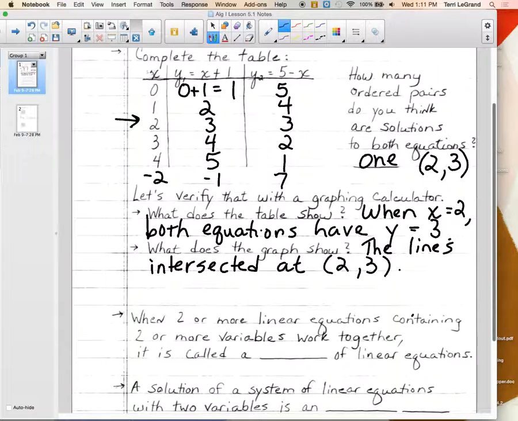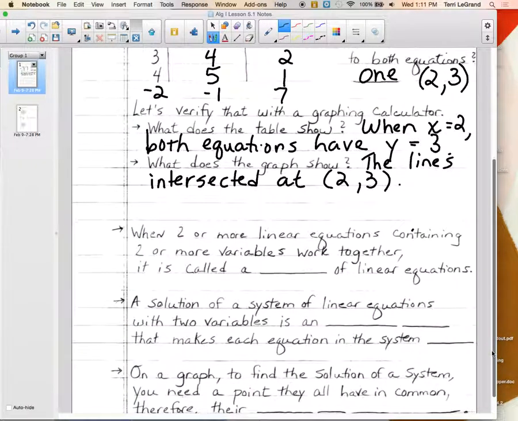So for both of them, when you go to x equals 2 and follow it up to the line, you land on a y value of 3. So the graph shows it, just like the table does, that when x equals 2, y equals 3, with both of them working together.